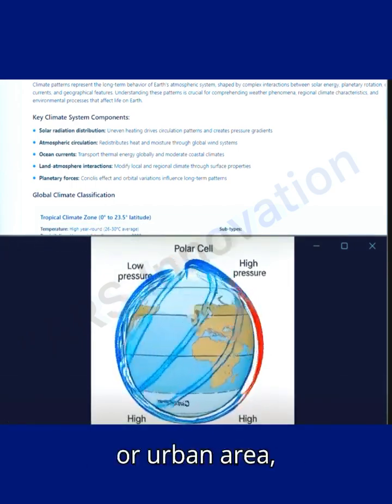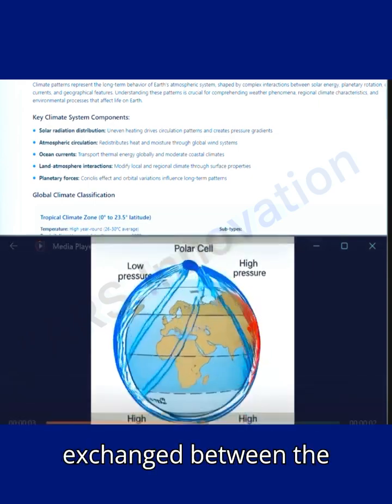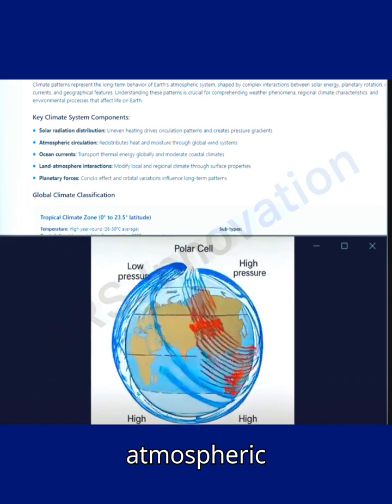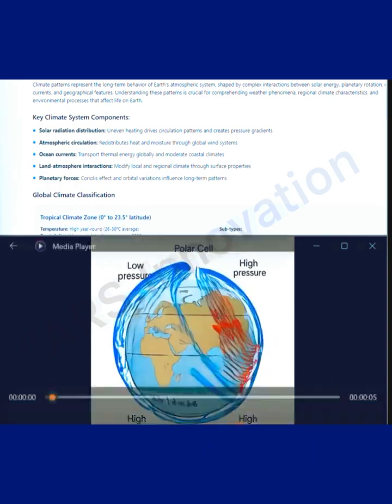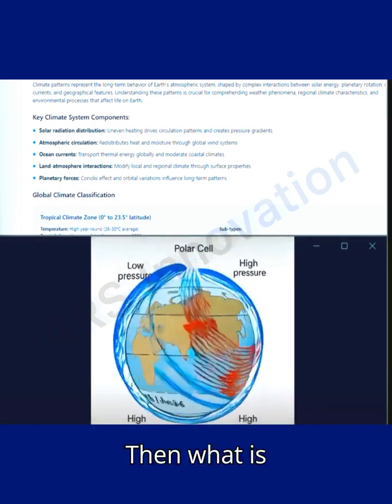The nature of land cover, whether it's forest, grassland, desert or urban area, changes how energy and moisture are exchanged between the land and the atmosphere. For land-atmospheric interaction, I think these are the important points.